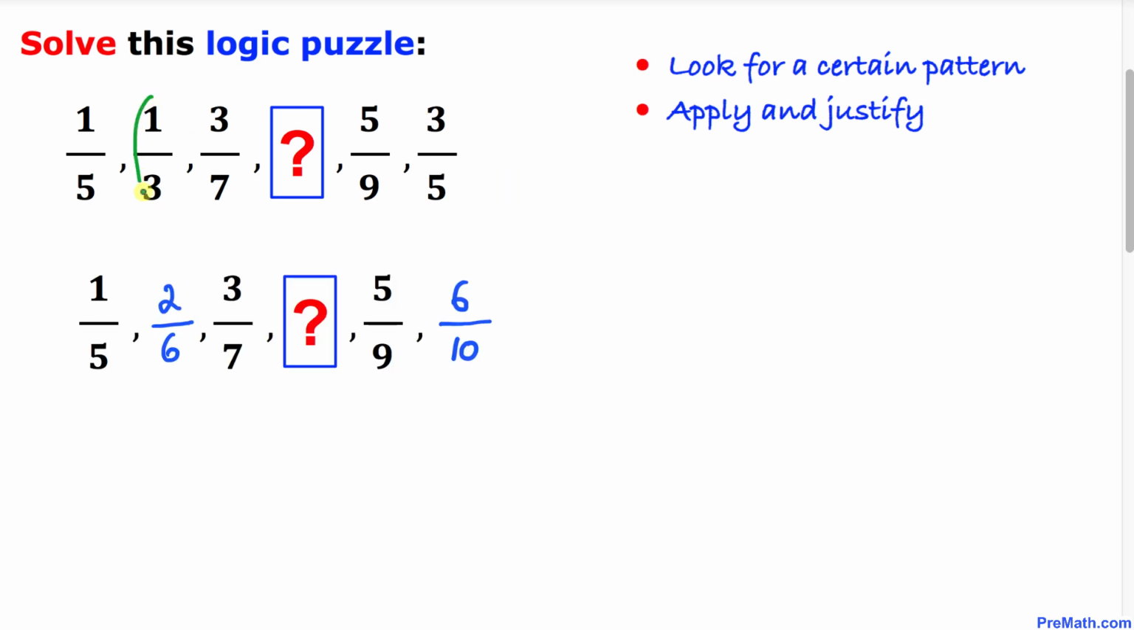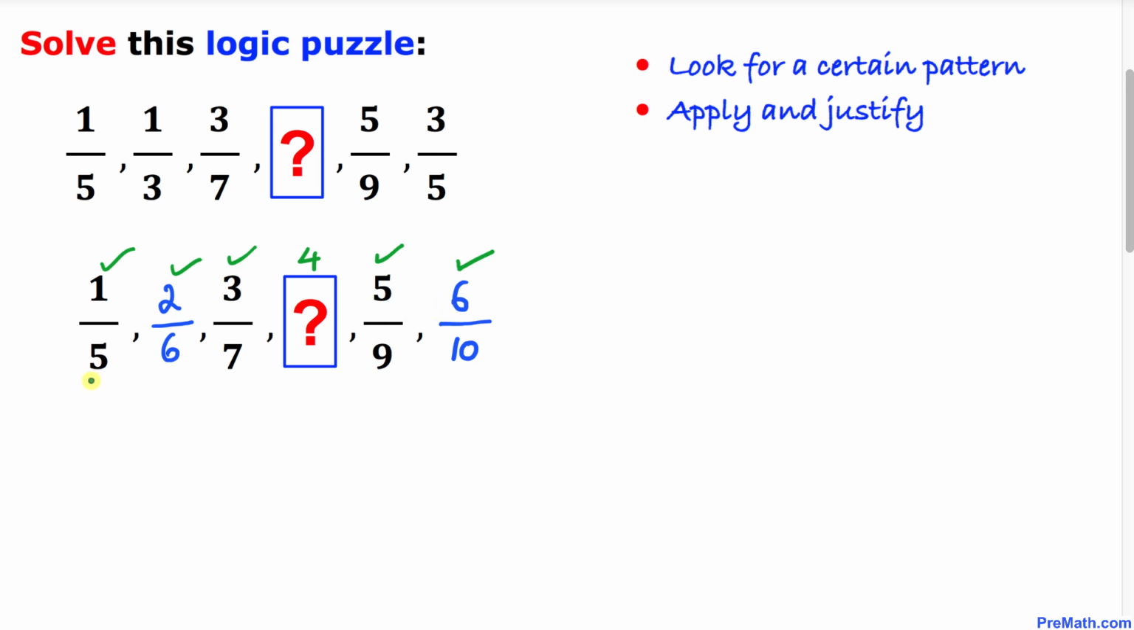And now we can see 1 over 3 could be written as 2 over 6, and likewise 3 over 5 could be written as 6 over 10. And now we can see a clear pattern. We can see on the numerators we got 1, 2, 3. So the missing number is going to be 4, then 5, and then 6.